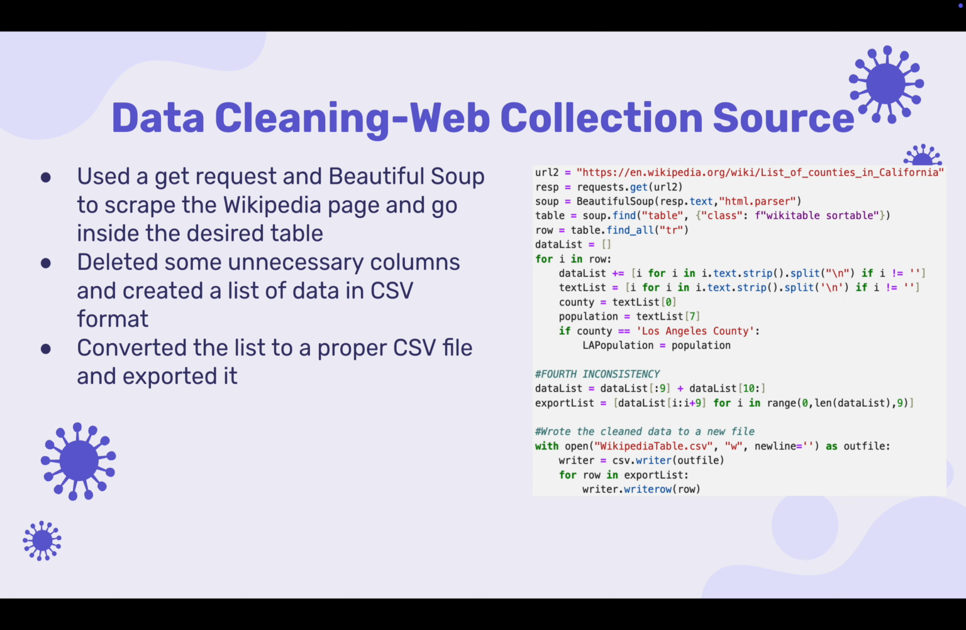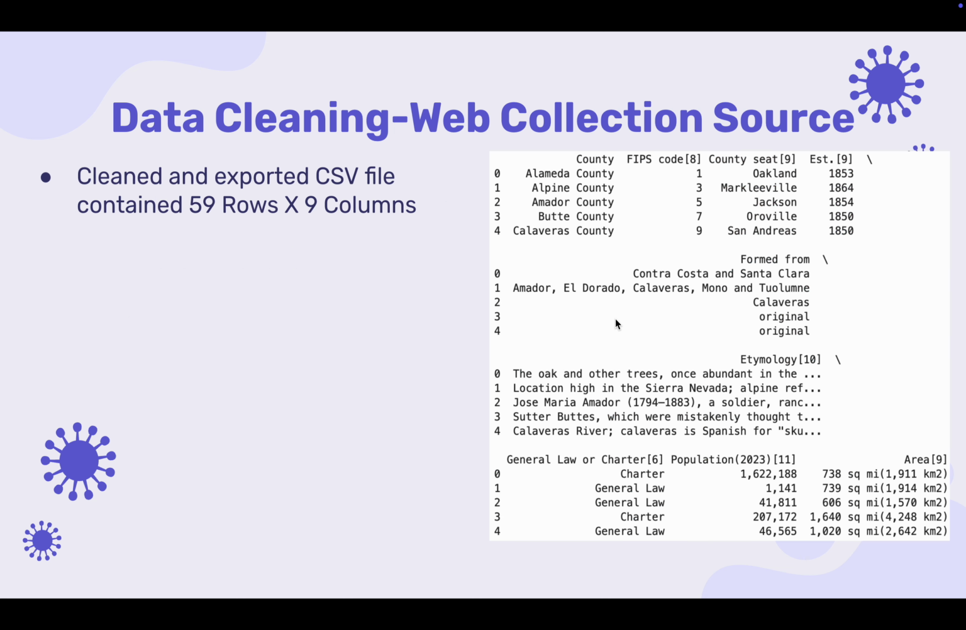And then for my web collection source, I used a GET request in Beautiful Soup to scrape that Wikipedia page I talked about. And to go inside the desired table on that page, I deleted some unnecessary columns I didn't want and made a list of lists that was in CSV format. So then once I edited it and made all the changes I wanted to do, I just exported it as a CSV file. And it looked something like this. It was 59 rows and 9 columns, just had information about each of California's counties, especially LA County, which I wanted to focus on.